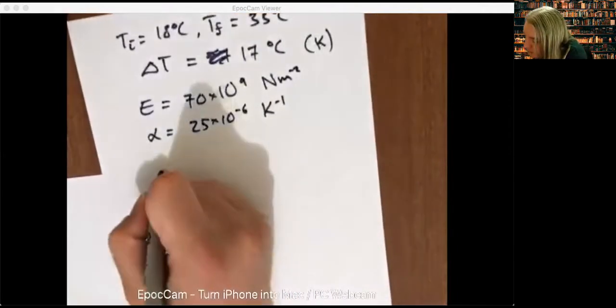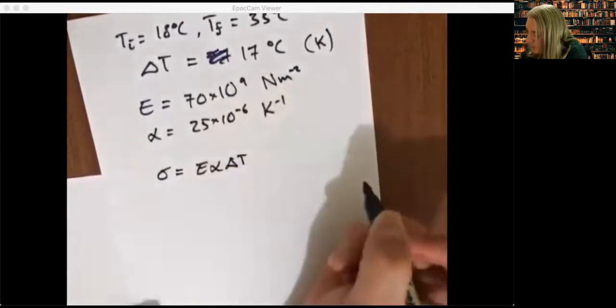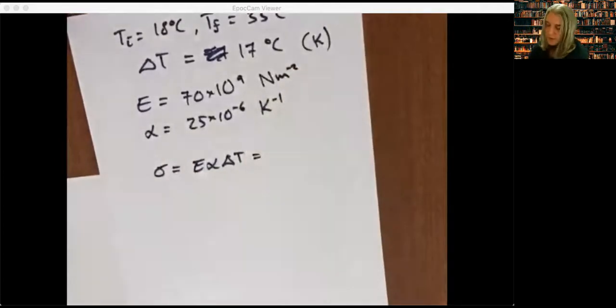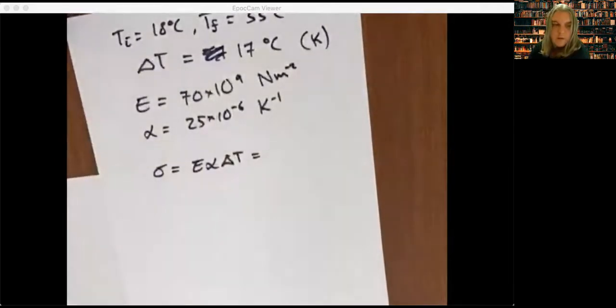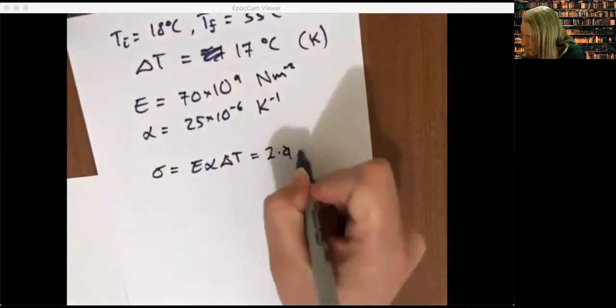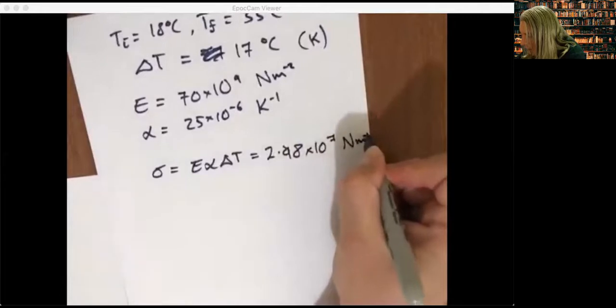So you'll remember that stress is equal to E alpha delta T. So now just multiply those three things together. All we had to do was figure out that change in temperature, and then we plug the rest in, and you should get out 2.98 times 10 to the 7 newtons per square meter.